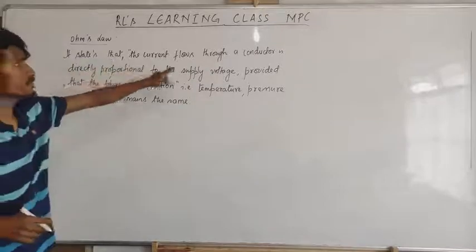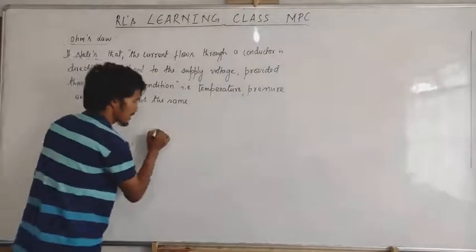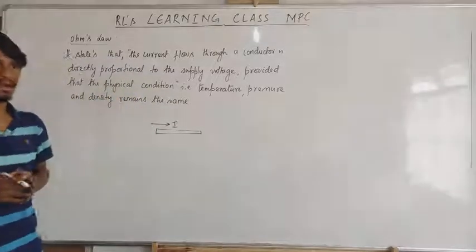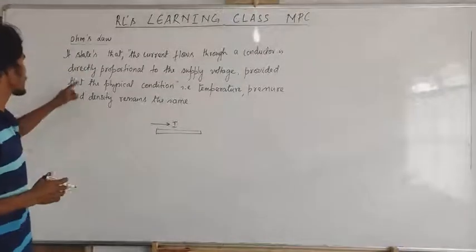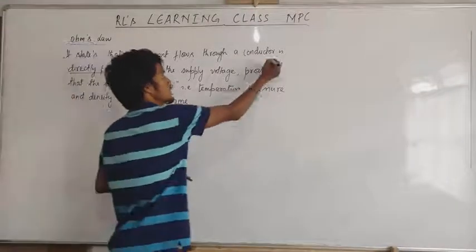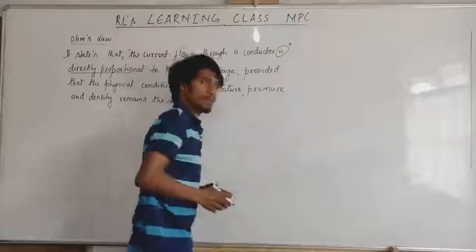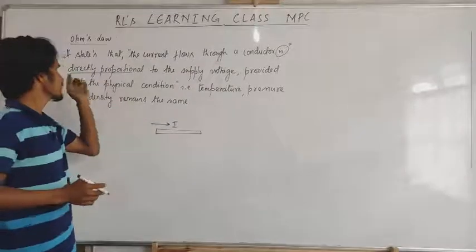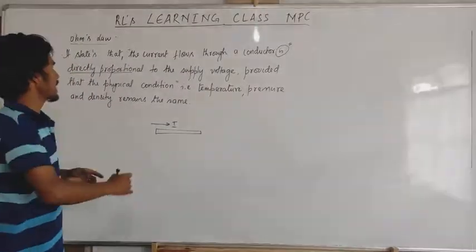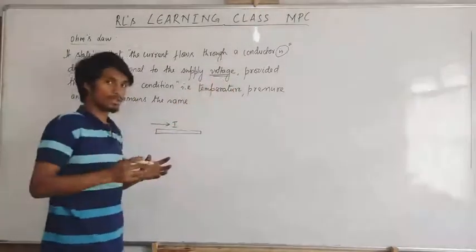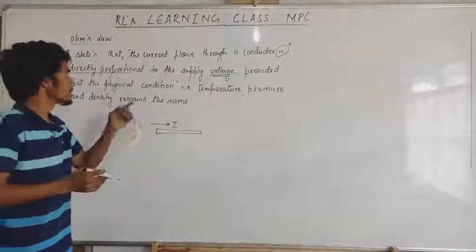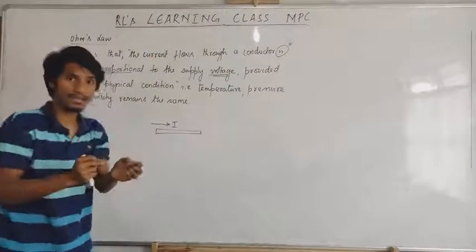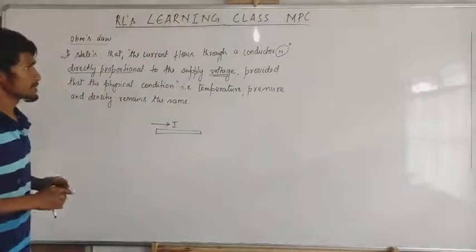It states that the current flows through a conductor. Okay, we have drawn that conductor. Now current flows here. We already know the symbol of current is I. The current flowing here through the conductor is directly proportional. Remember, this means equal in mathematics. It's directly proportional to the supply voltage. What's the meaning of directly proportional? It means as the voltage or the electric potential increases, the current also increases. Then if current is increased, the electric potential also increases.